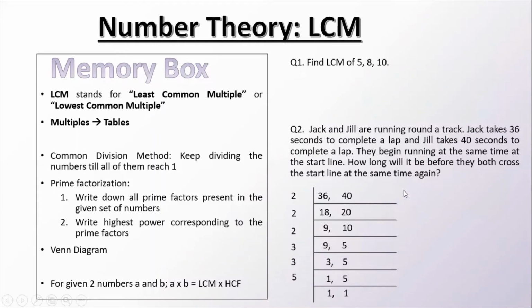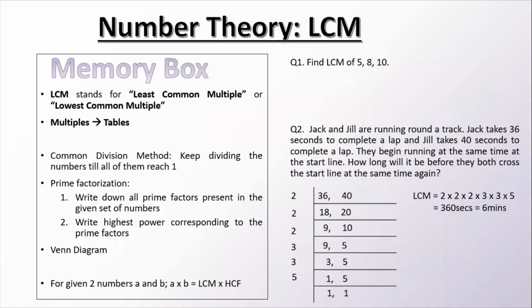Now from this, I can easily calculate the LCM, which will be given as 2 into 2 into 2 into 3 into 3 into 5, which will be equal to 360 seconds or 6 minutes. Which means Jack and Jill will meet each other at the starting point every 6 minutes after they have started running together.